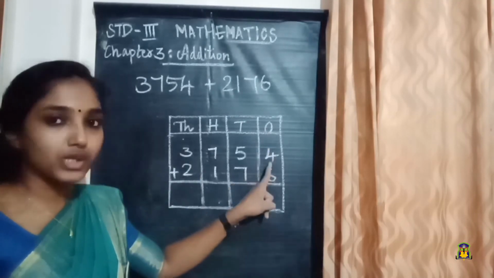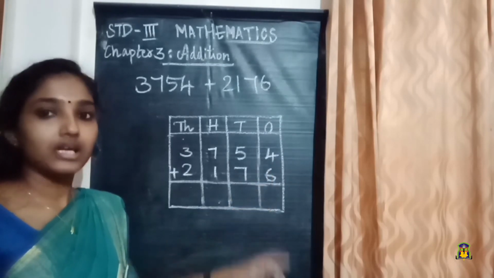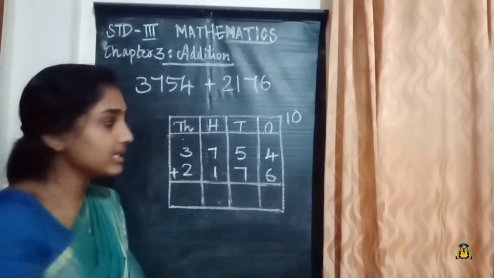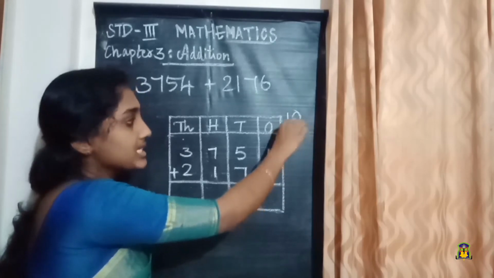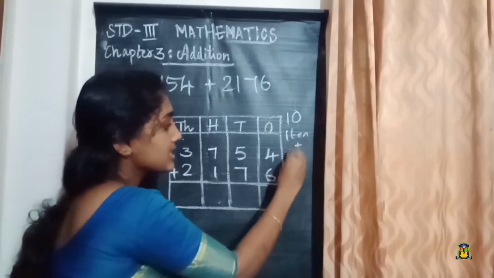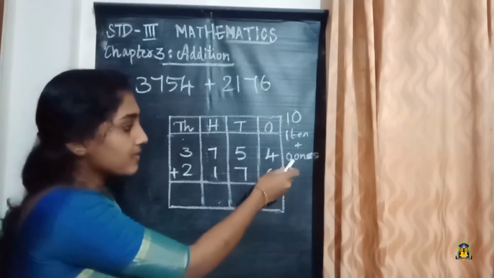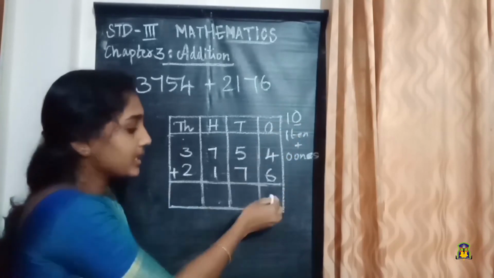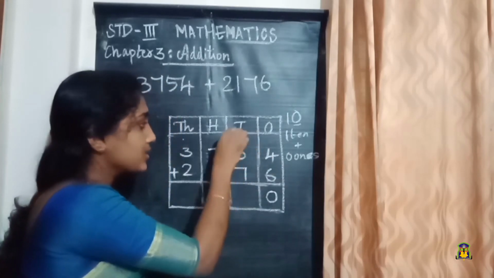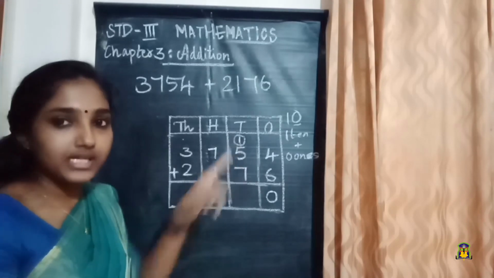Moving on to the ones place, it's 4 and 6. 4 plus 6 is 10. So, after adding 4 and 6, we get 10, and it has 1 ten and 0 ones. So, what do we have to do? We have to write the digit in ones place here. So, we will write 0 here, and 1 is carried to the next place. Okay, so 1 is carried to the tens place.